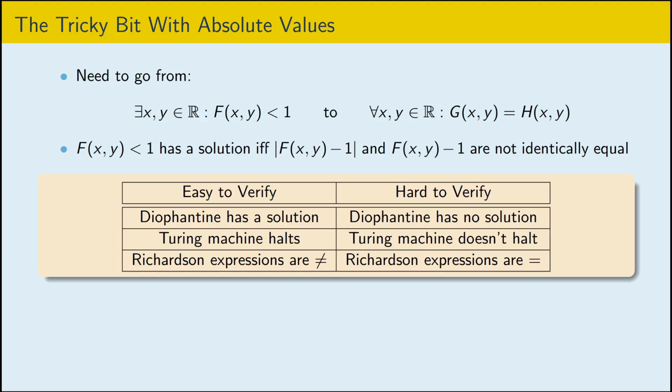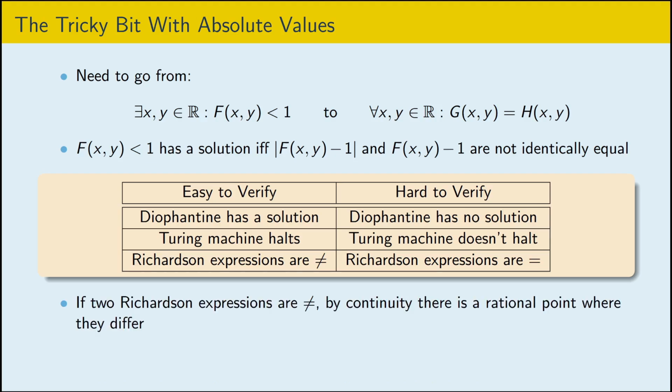And now in the Richardson expression case, it's actually showing that two expressions are not identically equal to each other, that's the easy bit, and showing that they are identically equal, that's the hard bit. Specifically, if two Richardson expressions are unequal, they actually have to be unequal for some rational assignment of their variables. Right? Richardson expressions are continuous, since they're composed of continuous things: addition, subtraction, multiplication, sine, and absolute value. And if two continuous functions are equal at all rational points, since the rational points are dense in R^n, the functions must be equal everywhere. Contrapositively, if our two functions are unequal somewhere, they must be unequal at a rational point.